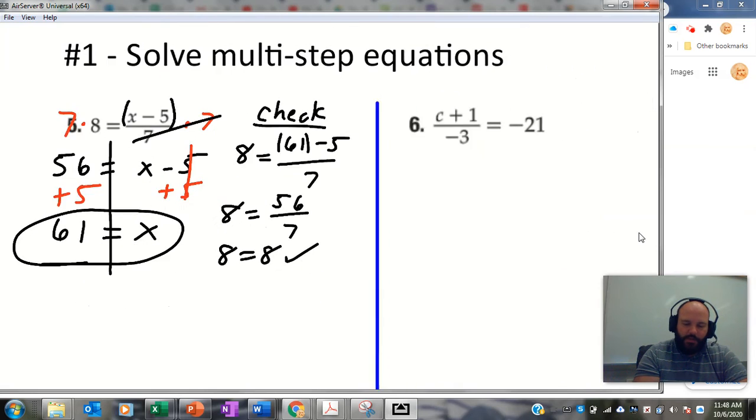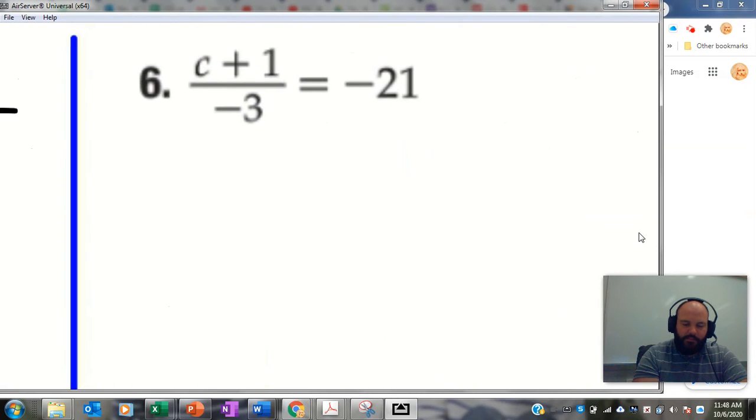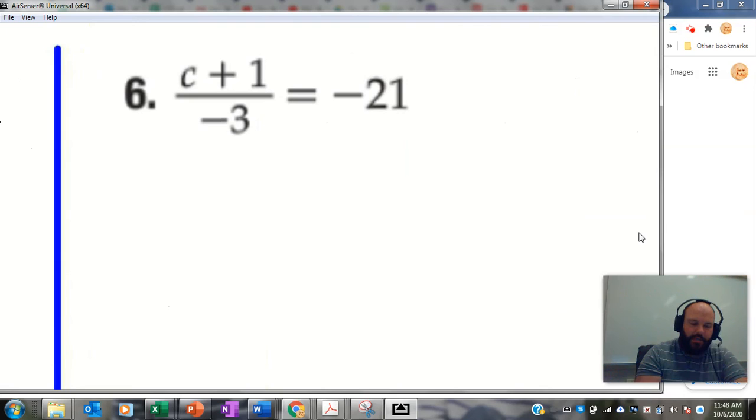The last one we're going to do is this one right here, and it's similar to the one that we just completed in that we have this fraction right here. And again, if you have a fraction, there's always sets of parentheses around the numerator and denominator. That changes what order we get rid of the stuff that's happening to the variable. Because you can see the c right here is being added to 1. It's also being divided by -3.